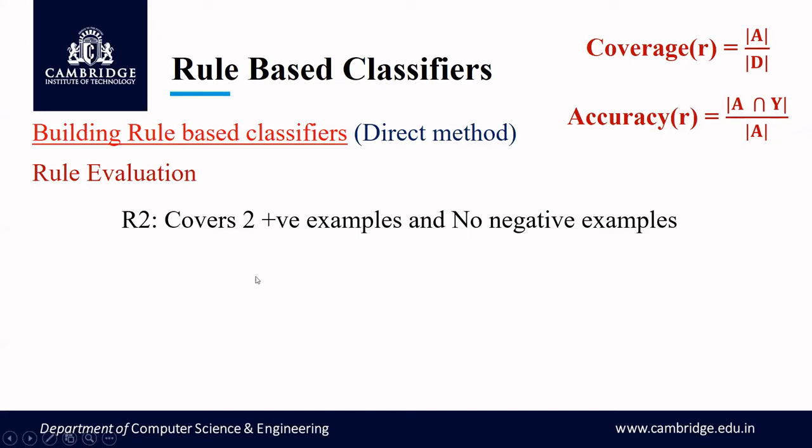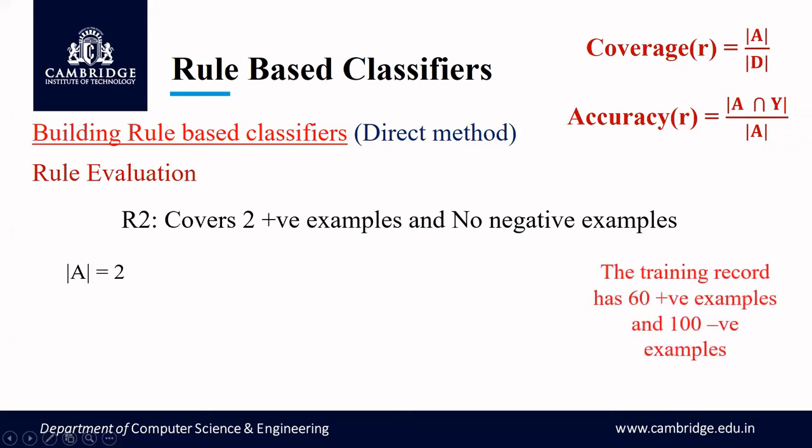|A| is 2, because for the antecedent part, the total records covered by R2 will be 2 plus 0, so it is 2, correct? And what is |D|? Again, it is the total records in the training set, which is 60 plus 100, so 160 will be |D|. And then |A ∩ Y| will be 2, because the number of positive examples covered by this rule is 2 here.